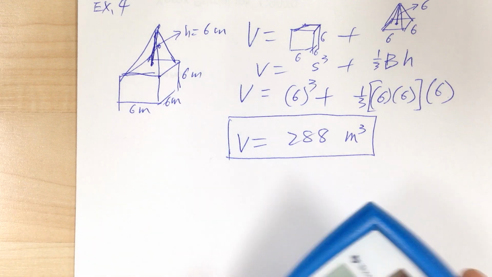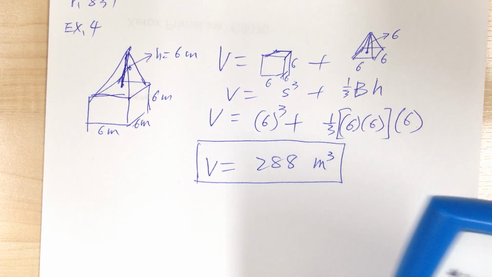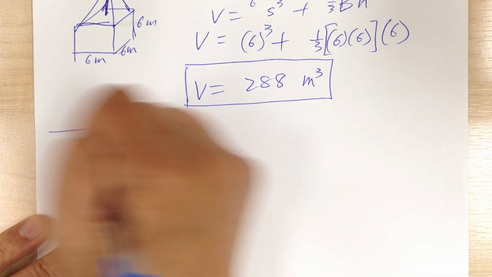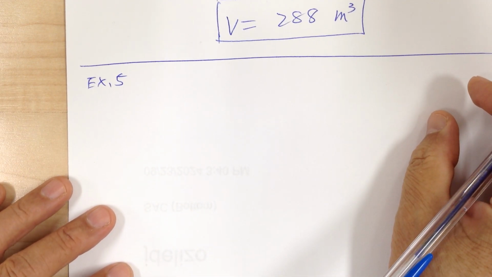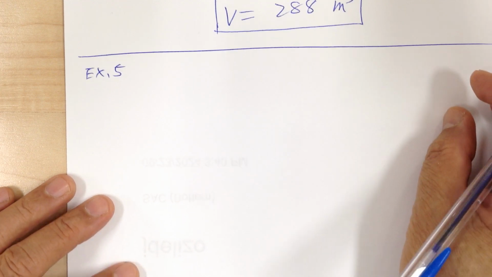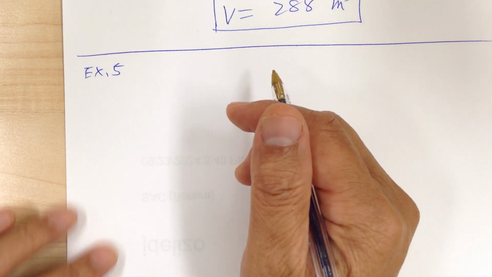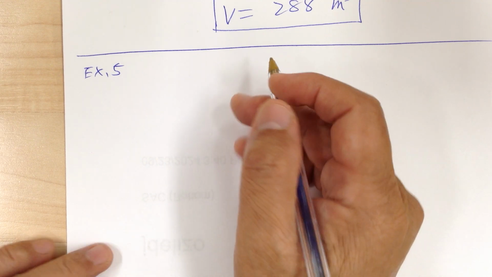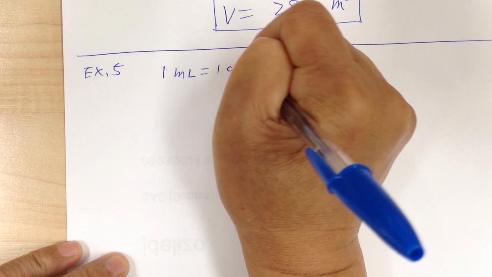So when things get complicated, break it down into small parts and just work it through. Okay, let's go to example 5. You are using a funnel to measure the coarseness of a particular type of sand. It took 2.8 seconds for the sand to empty out of the funnel. Find the flow rate of the sand in milliliters per second. It tells you 1 milliliter equals 1 cubic centimeter.